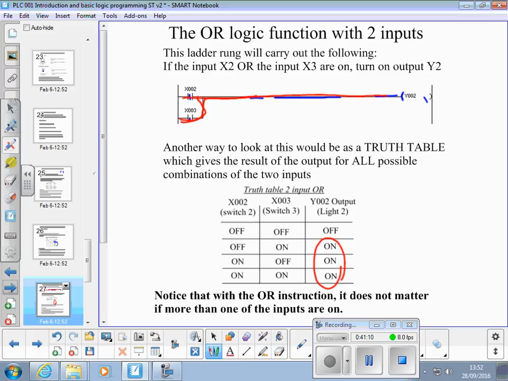Okay? And later on, one of the challenges is for you to get the functionality that would give you just those 2 conditions.